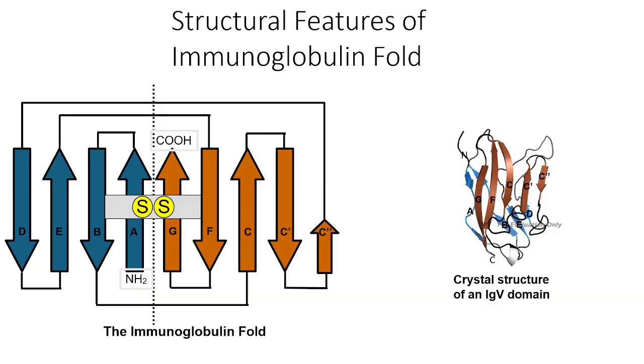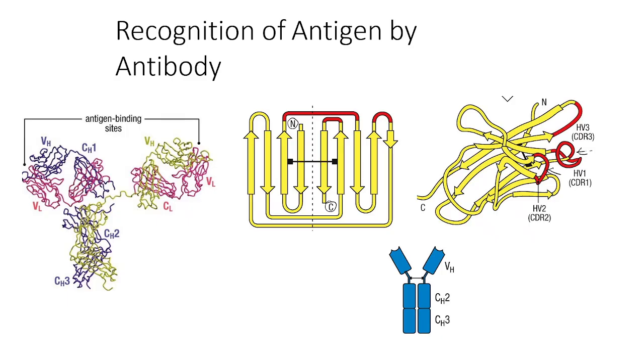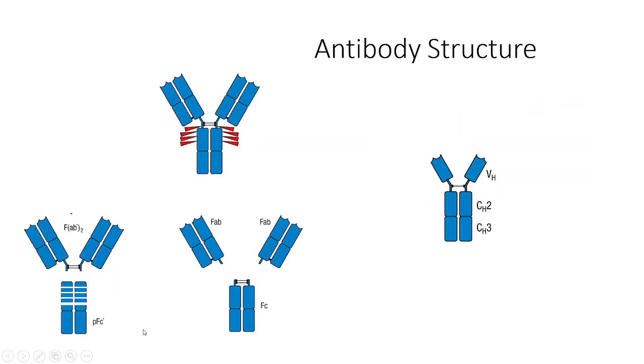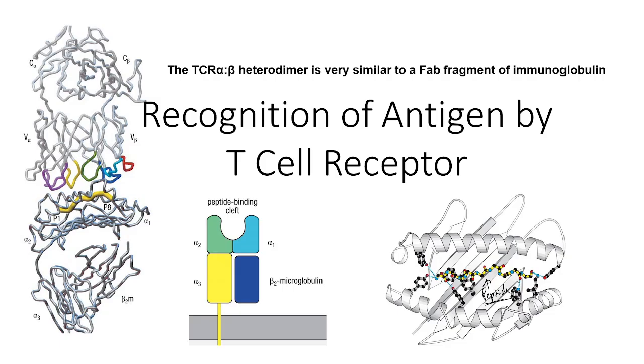This is basically the structure of the immunoglobulin fold and the recognition of the antigen by the antibody. You can see over here how the antigen is being captured by the antibody. These are the different antibody structures. You have heard about it. This is not that important. It's the same thing again and again.